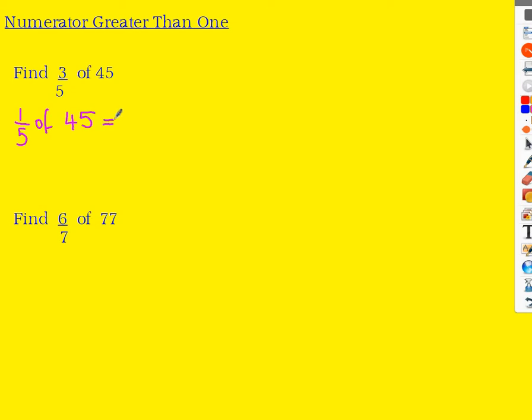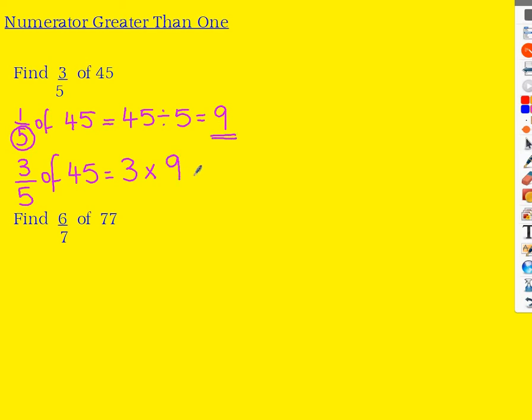So 1/5 of 45, the number on the bottom of the fraction now is 5, so we need to divide by 5. So 45 divided by 5 gives us 9. Now that's only 1/5, and the question asks us for 3/5. So 3/5 is 3 lots of 1/5. So 3/5 of 45 is going to be 3 times the answer to 1/5. So in this case it's going to be 3 times 9, which is 27. So 3/5 of 45 was 27.